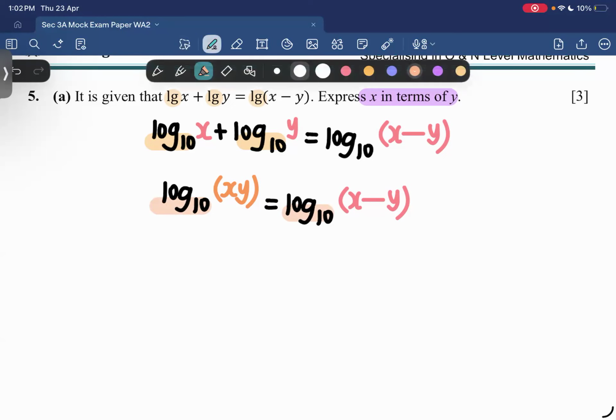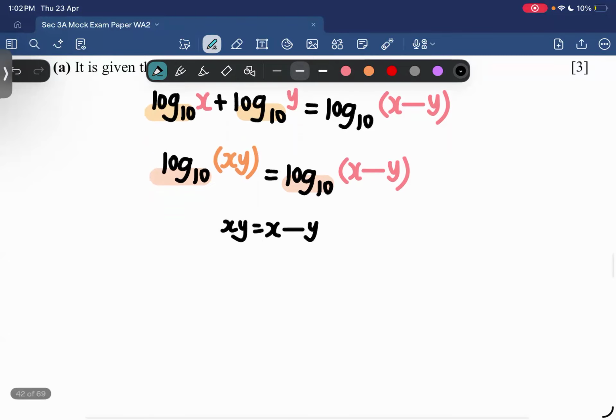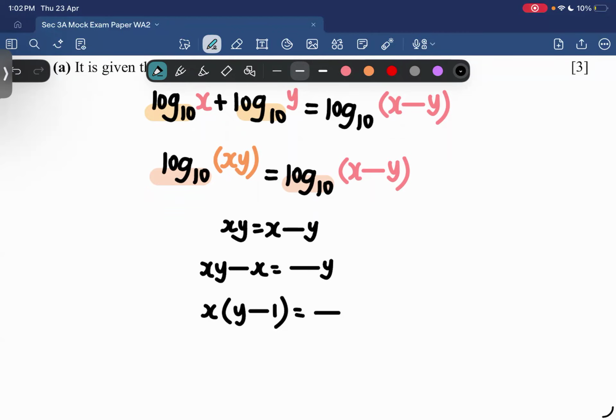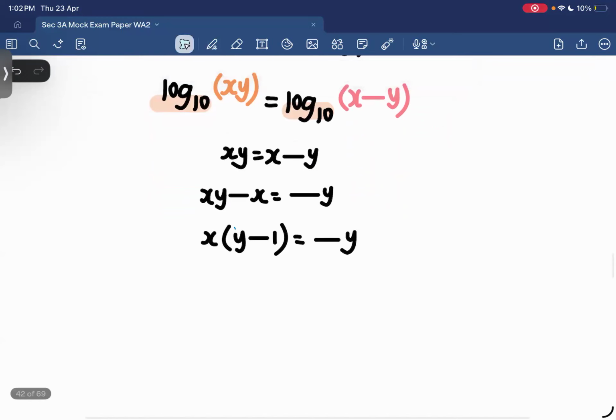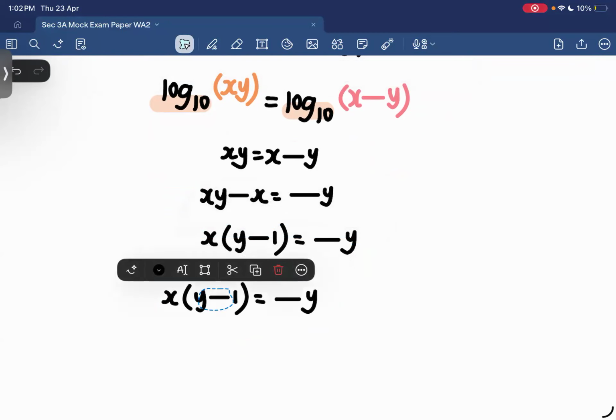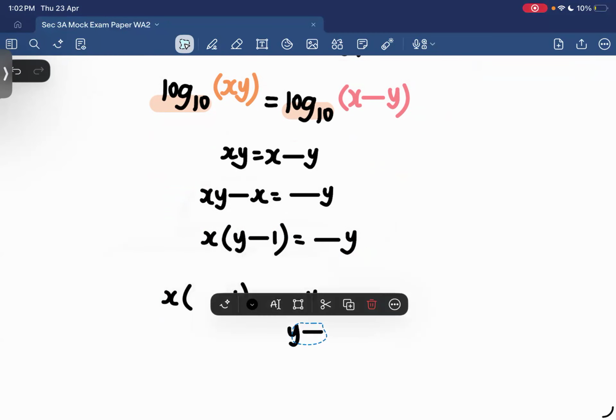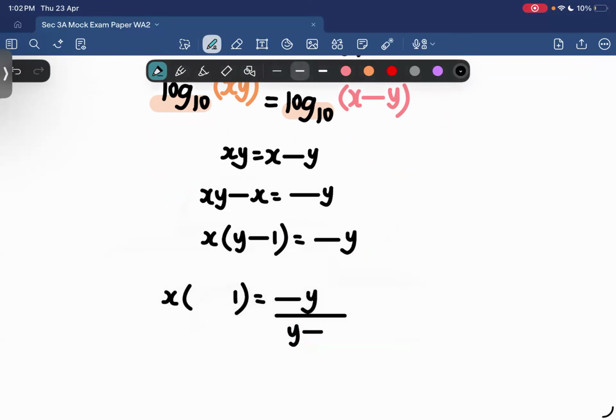Compare. So when I compare from here, xy is equals to x minus y. Then now it's E-math ready. How do you make x the subject? Group them together first. Factorize. Lastly, divide. So at the end of the day, this thing, right? Just bring y minus 1. Yeah, correct. Just bring over. Where might 1 go? Okay, so like that.